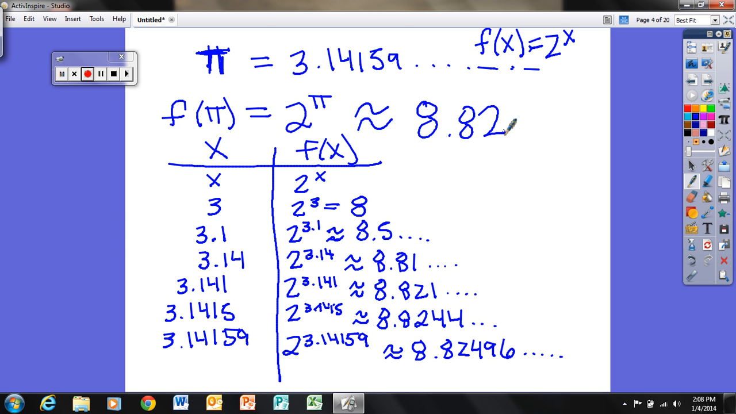And now on a test or quiz, I would definitely specify what I want you to approximate to. In this case, I approximated to 2 decimal places, and that's generally what we try to do. But on a test or quiz, it will have that written for you.